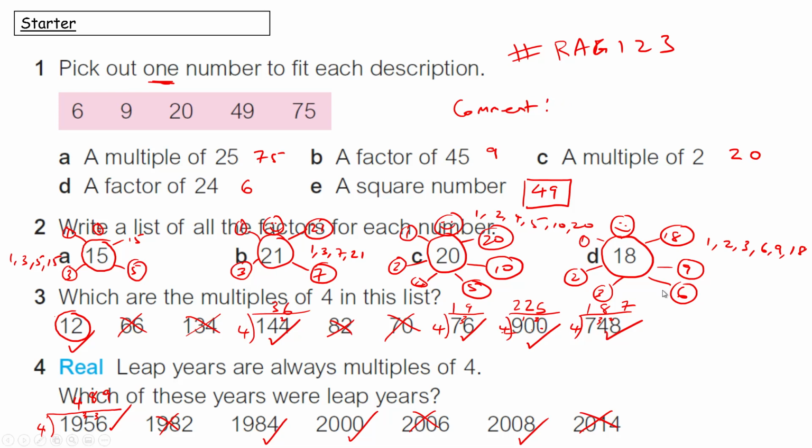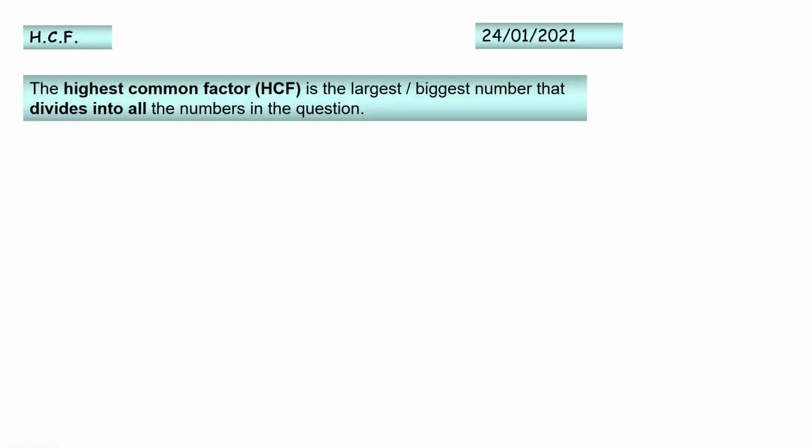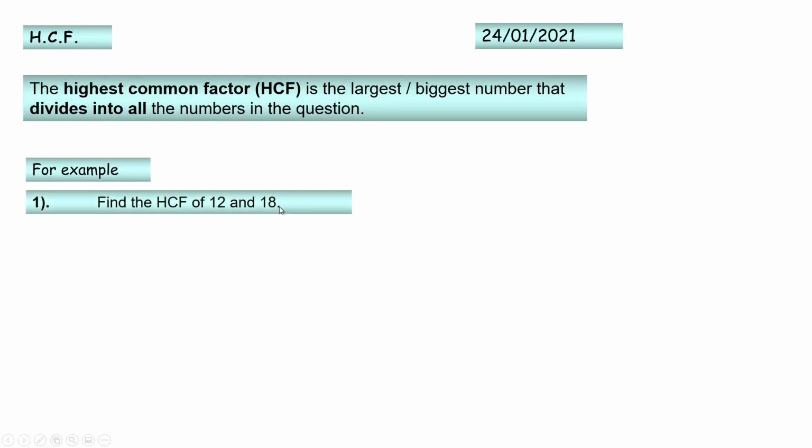And now we'll move on to the highest common factor. So the highest common factor is the biggest number that goes into the numbers in question, so the numbers we're looking at. Let's have a look at a quick example. So it says find the highest common factor of 12 and 18. So we want to find the highest common factors of 12 and 18.